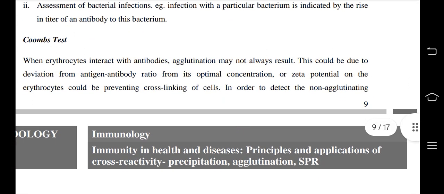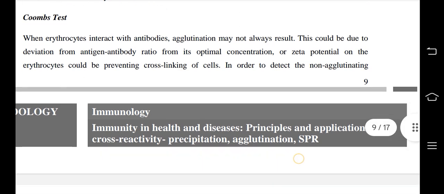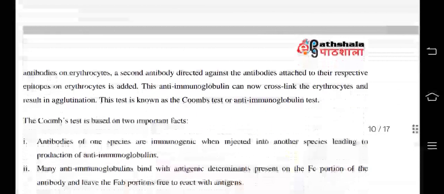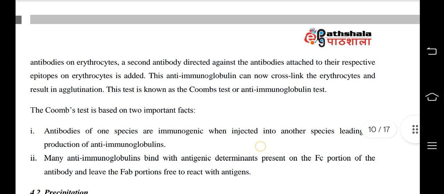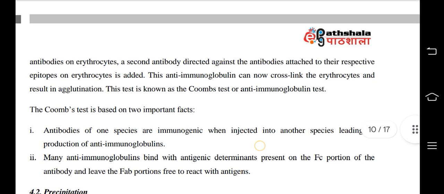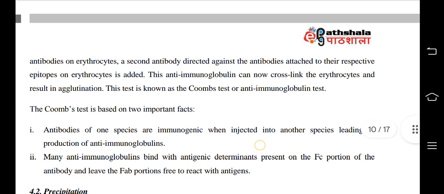When erythrocytes react with antibodies, agglutination may not always result. It could be due to deviation of the antigen-antibody ratio from its optimal concentration, or zeta potential on the erythrocytes could be preventing cross-linking of cells. In order to detect non-agglutinating antibodies on erythrocytes, a second antibody directed against the antibodies attached to their respective epitopes on erythrocytes is added.